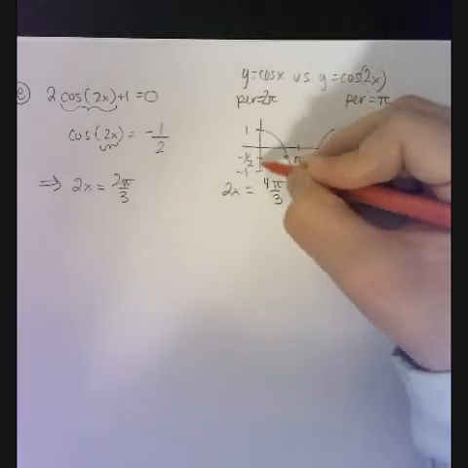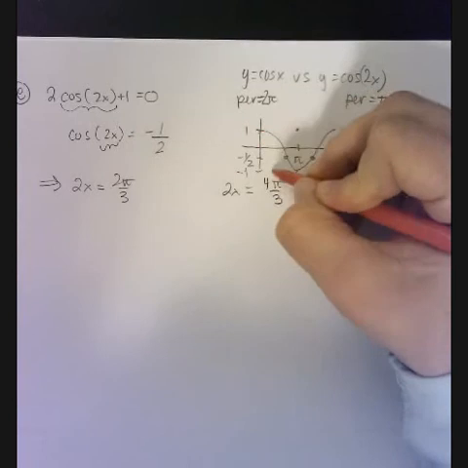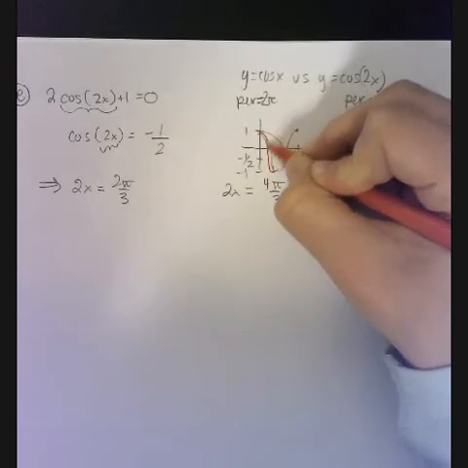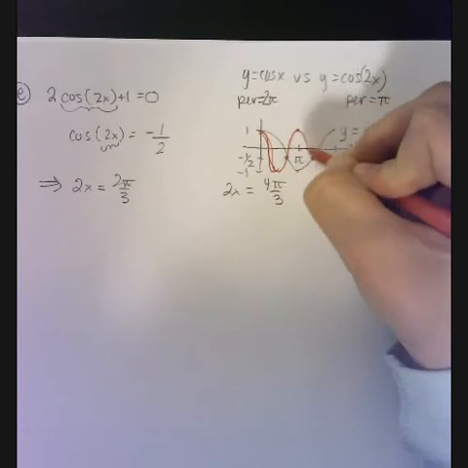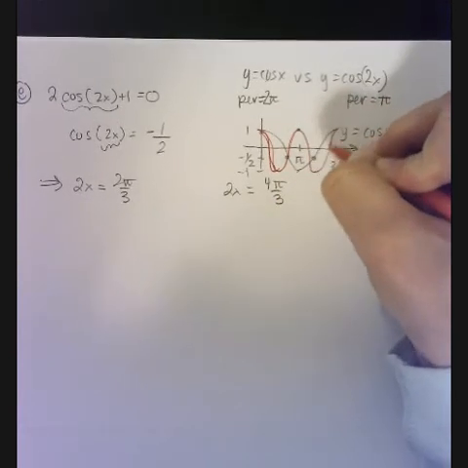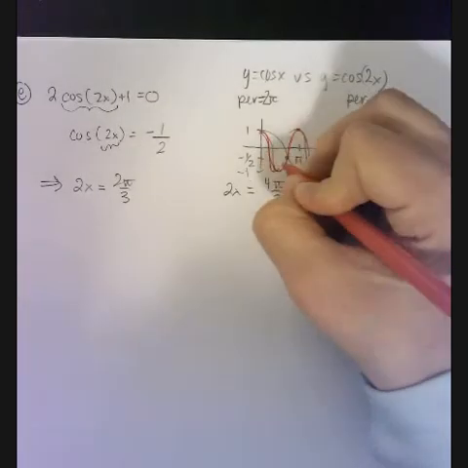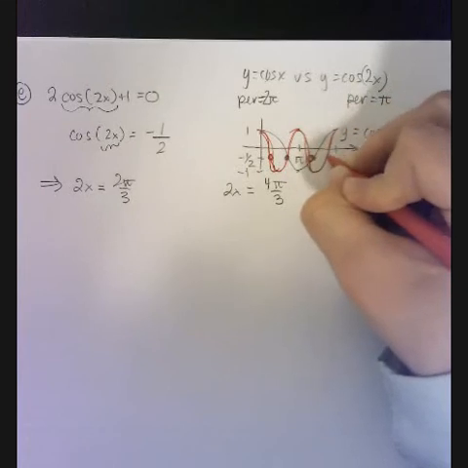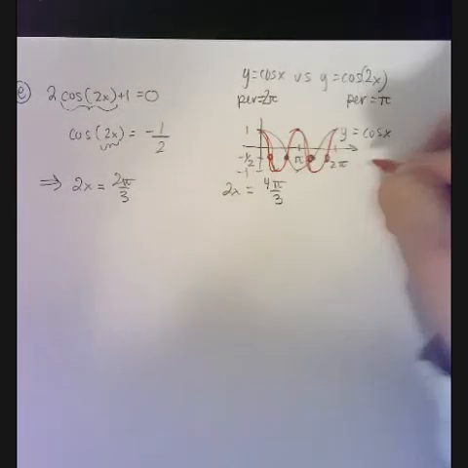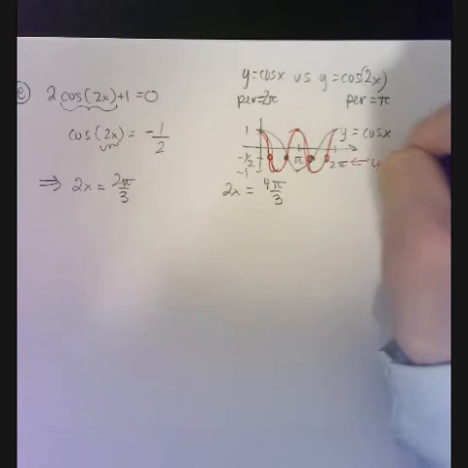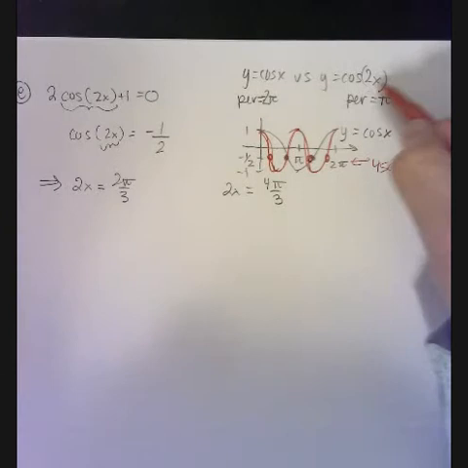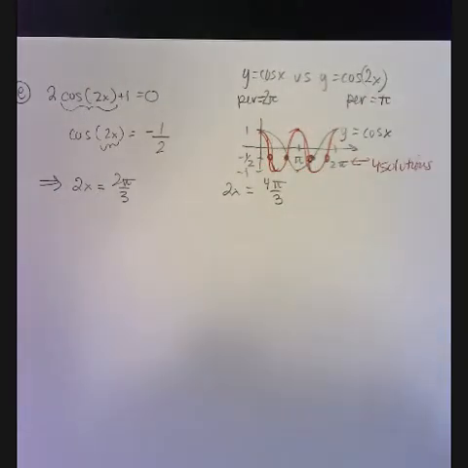So this, I'm going to use red here. Not my best cosine wave, but you get the idea, I hope. Right? This cosine wave occurs 2 times, so you get 1, 2, 3, 4 solutions, 4 numbers where cosine of 2x will equal negative 1/2 in the same interval. So we actually come up with twice as many solutions here.